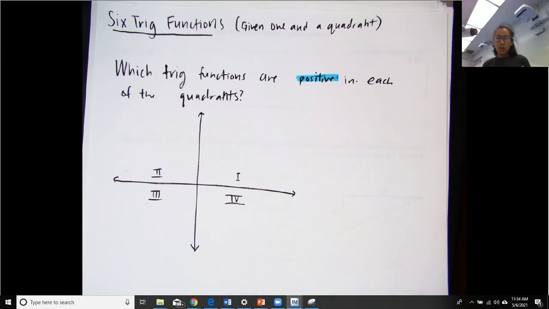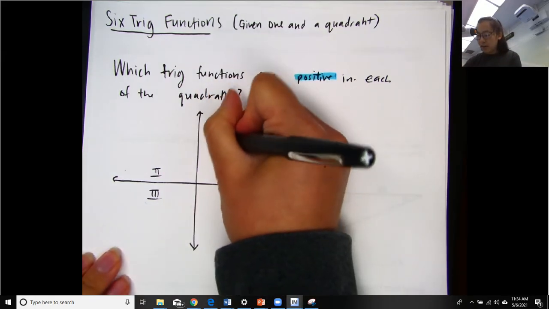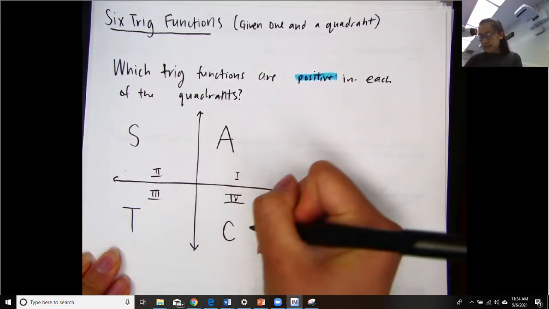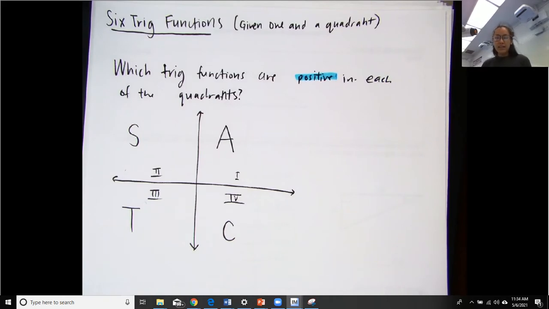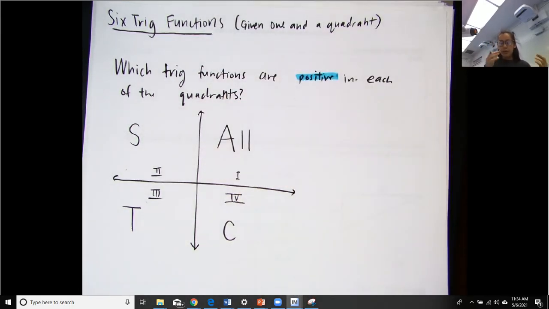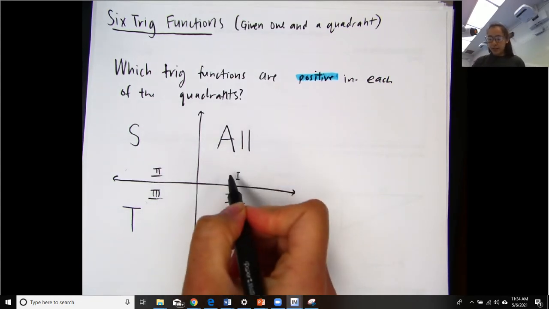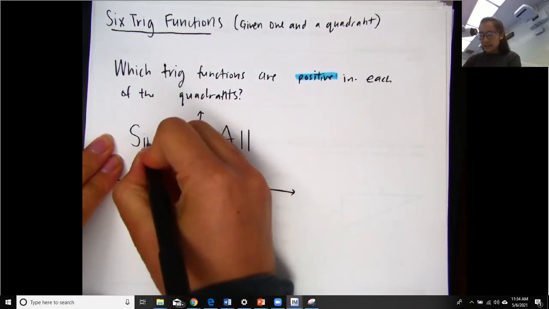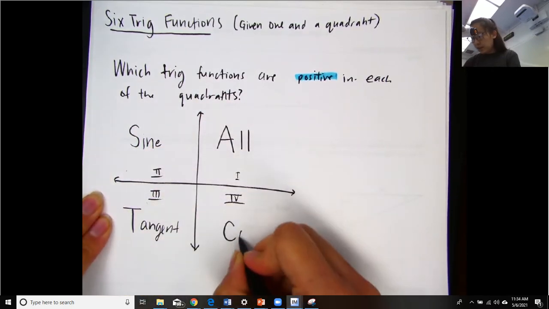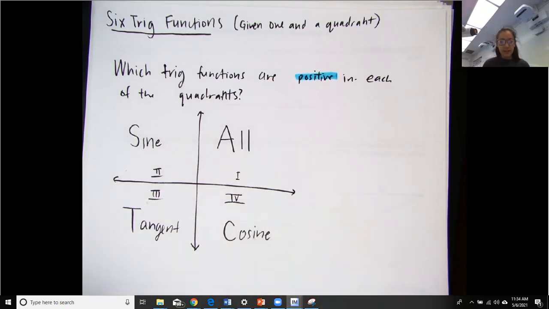It's basically all students take calculus. So all students take calculus, or all scientists teach calculus. There's all these different things that you can use to remember it. But basically, all of the trig functions are positive in the first quadrant. Then only sine, and then only tangent, and then only cosine are positive in each of these other ones.